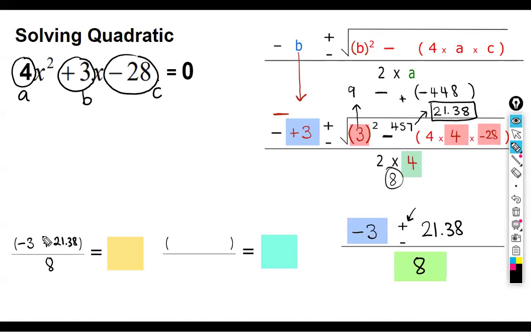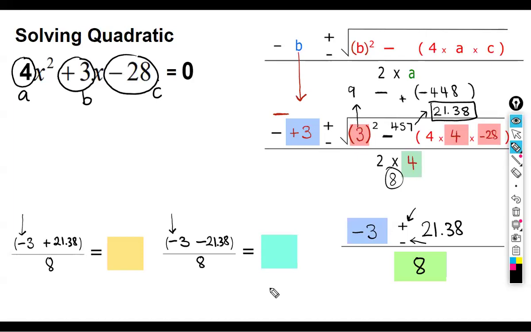Now remember, I told you how to put it up in brackets, otherwise the calculator will misinterpret. And now pay attention to the negative sign. Minus 3 minus 21.38 divided by 8. Remember, it's up to you to figure out how to type in the negative on your particular calculator, right? There's a difference between the subtraction sign on your calculator and the minus sign on your calculator. Some calculators have a separate button for typing in a negative number.